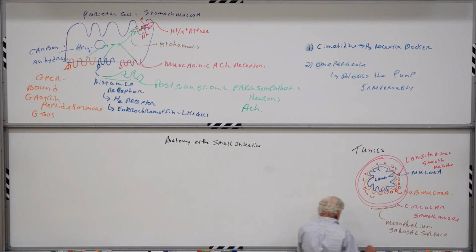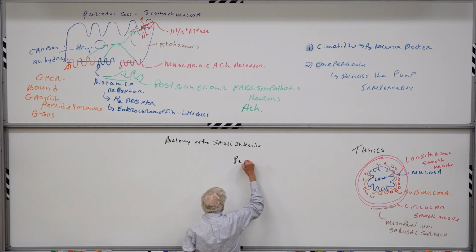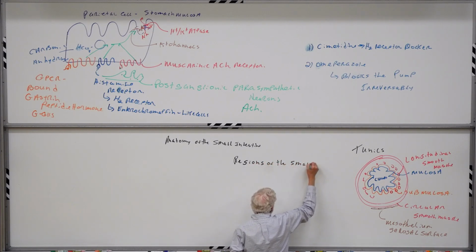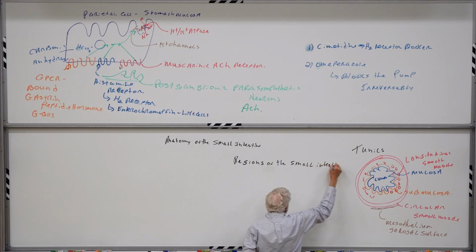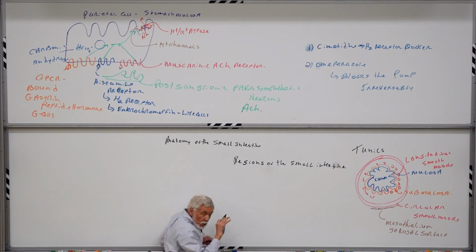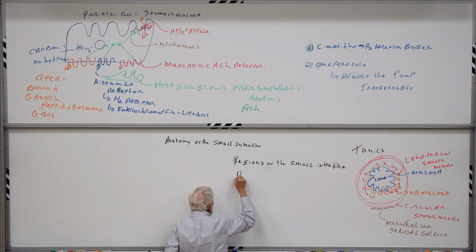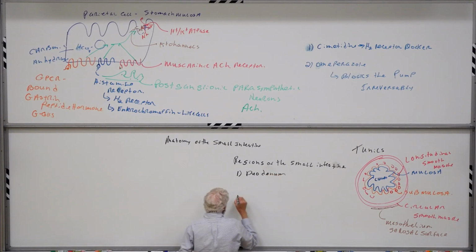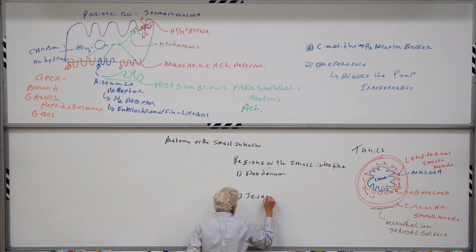I need to spend a moment here describing the regions of the small intestine. Now, if you take an anatomy course, you'll spend a lot of time talking about these. But here we're just going to lay out the three major regions and pretty much leave them behind. The first is the duodenum. The second is the jejunum. And the third is the ileum.